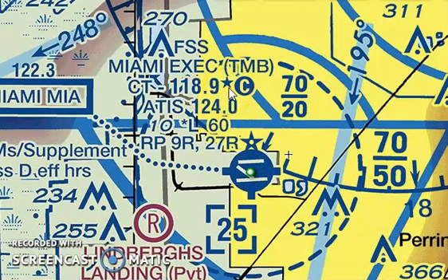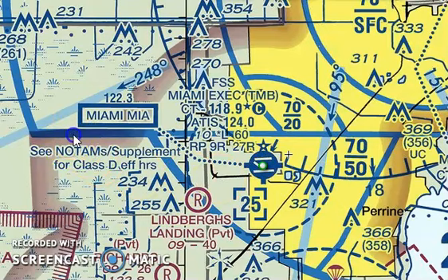A star means that it is not operating full time, and you would have to look at the legend or the informational section of the chart to see at what time it is operating. So if you see the little star right next to the frequency, that tells you that it's not operating full time, for the 24 hours.